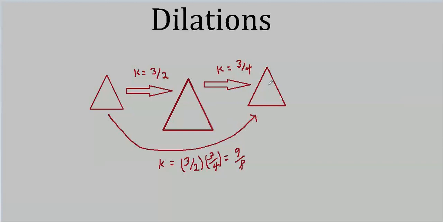9/8 is almost 1, and that makes sense. It's just slightly bigger than 1, and you can probably eyeball that this triangle right here is just slightly bigger than this one here, and definitely smaller than this one because k here is less than 1.